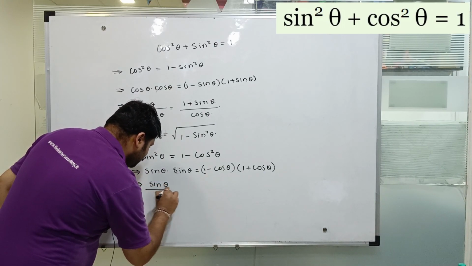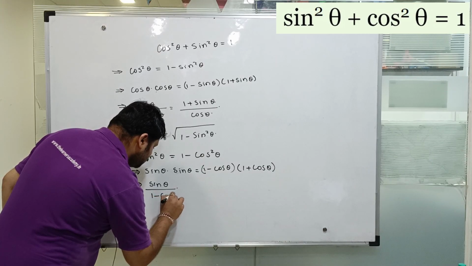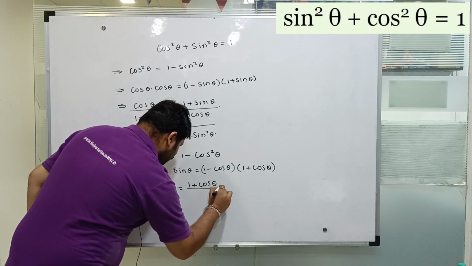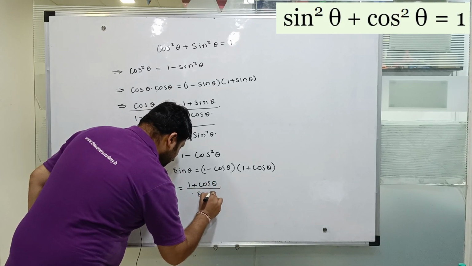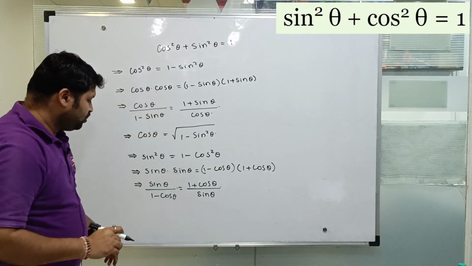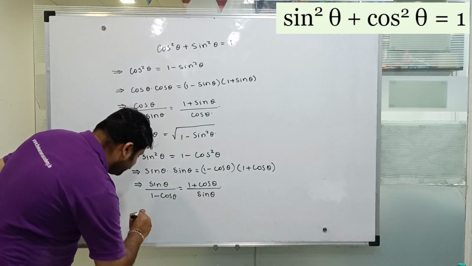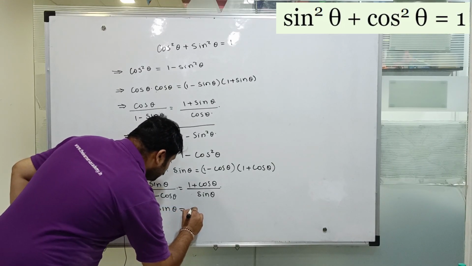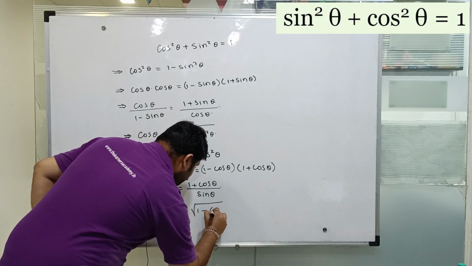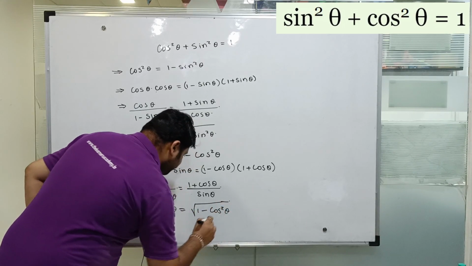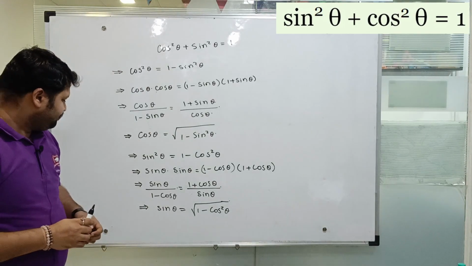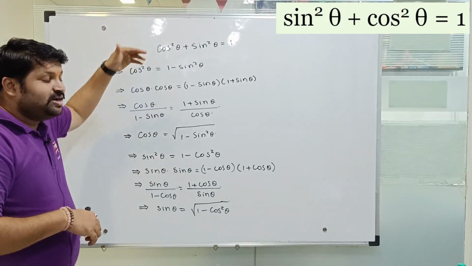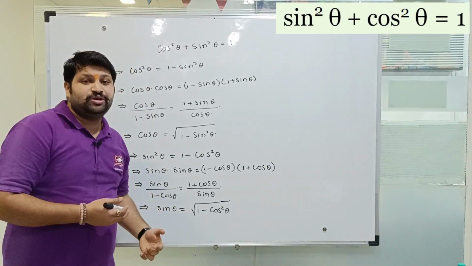sin theta upon 1 minus cos theta is equal to 1 plus cos theta upon sin theta, or I can take square root directly and write sin theta is equal to root of 1 minus cos square theta. Now these are 8 forms of this particular identity, or these are 8 manipulations of this particular identity.